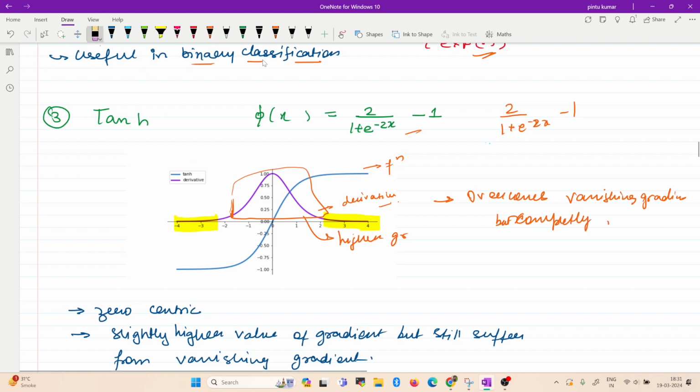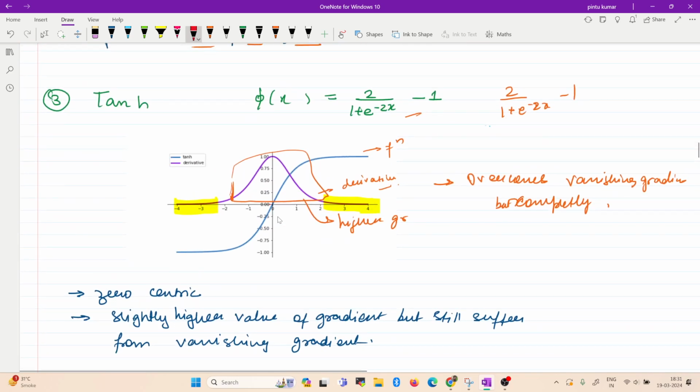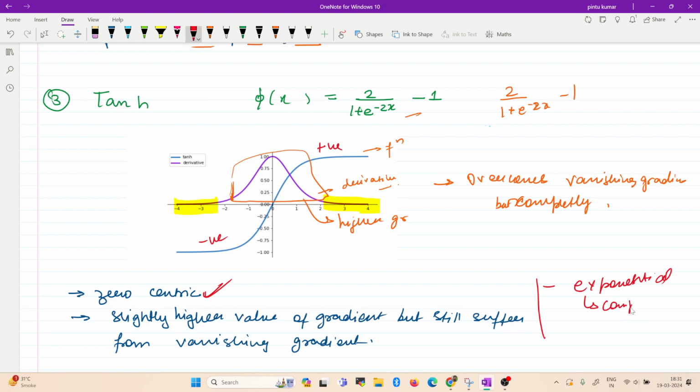The second problem that sigmoid had was that it was not zero-centric. But if you look at this tanh function, it takes values both negative as well as positive. So this is zero-centric. There is one disadvantage: tanh also has an exponential term, so this will also suffer from being computationally expensive.